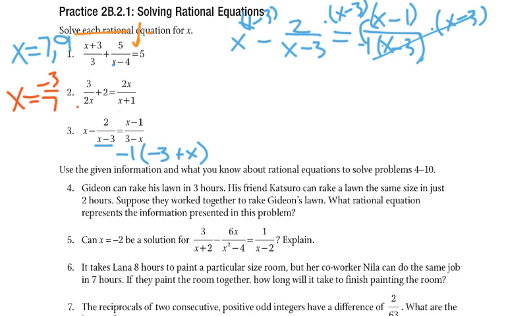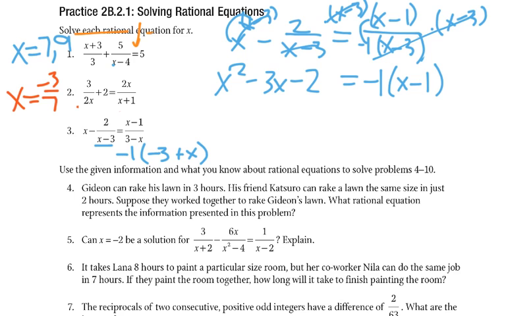Okay, so those cancel. I'm left with negative 1 times x minus 1 equals, those cancel, 2, x times x, x squared, x times 3, 3x. So I end up with this. So this multiplied gives me negative x plus 1.